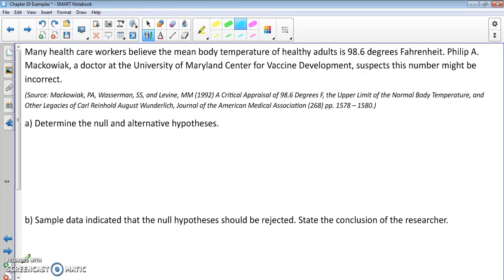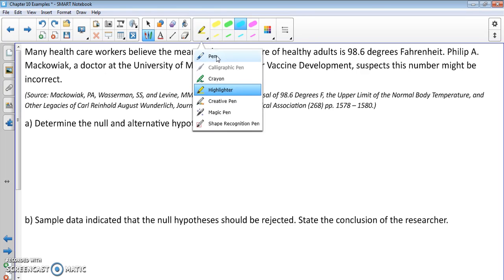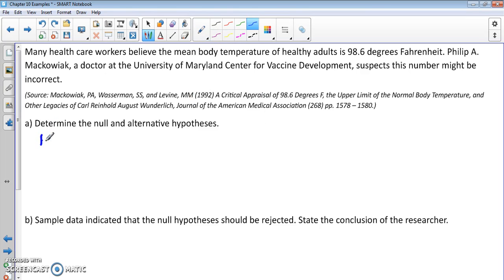So again, first thing we want to write down here is H sub 0 for our null hypothesis, and then our colons, and then the alternative is going to be H sub 1 with our colons, and then the parameter we are testing. So here we're talking about the mean body temperature being 98.6. So the null is going to be the mean equals 98.6. So the parameter we're testing is the population mean.